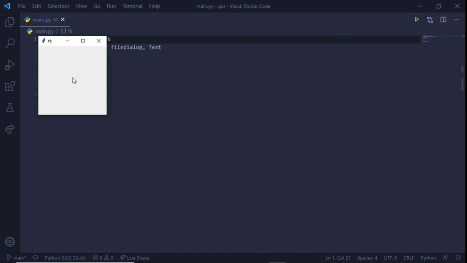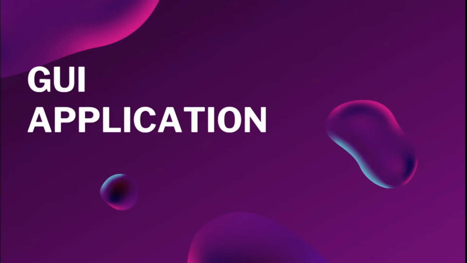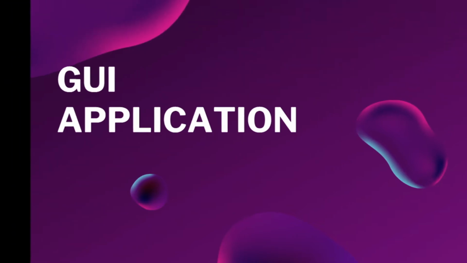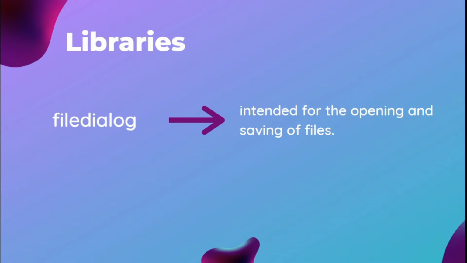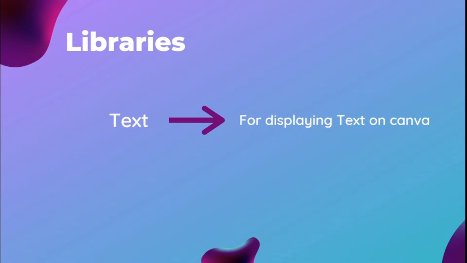You can see it very small right here. I just want to explain some brief modules that we're going to use here, so nothing is going to look too confusing or too foreign, so we actually understand the idea behind everything we're doing. Tkinter is a standard Python interface to the Tk GUI toolkit. The next thing we're using is filedialog, and this is intended for opening and saving of files, and we'll need to do that later on in the tutorial, so that's why we're using it. And text is just for displaying text on the canvas or the frame.